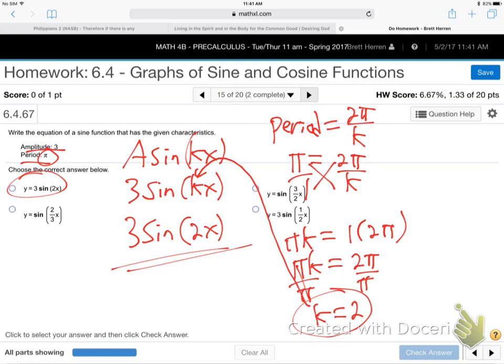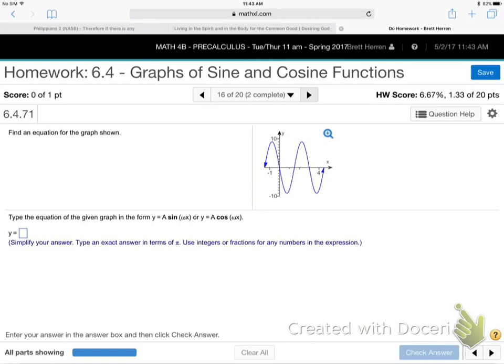Is that good? Working backwards from some information to an equation. A sine kx. All right, we're about done with this section, and then we'll be on to our exam 1 review. In fact, I want to be on there within 5 minutes.